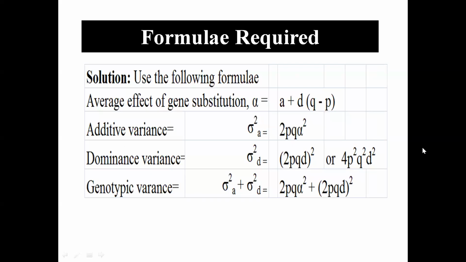What formulae do we require? These are the formulas, you know them very well from the previous class. Average effect of gene substitution, alpha is equal to a plus d (q minus p). Additive variance, sigma square A is equal to 2pq alpha square. Dominance variance, sigma square D is equal to 2pq d whole square. And genotypic variance, we simply add both these components, that is sigma square A plus sigma square D.